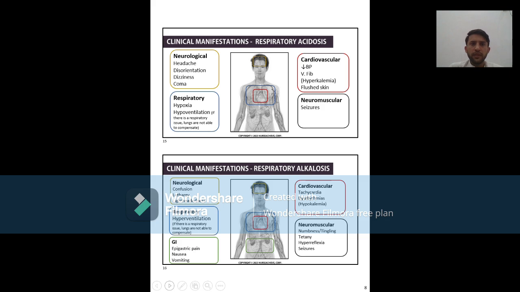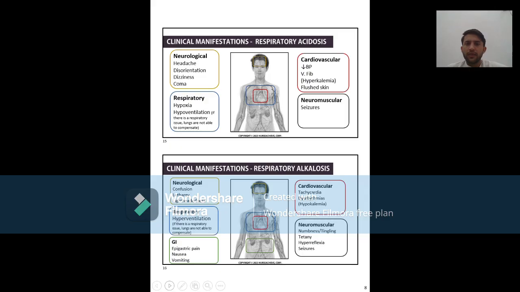If we talk about the clinical manifestations of respiratory acidosis, the first one, which is common, is neurologic. Among neurologic signs, headache is most common due to the patient's CO2 retention. Disorientation, dizziness, and coma. In the respiratory system, hypoxia is common. Hypoventilation: if there is a respiratory issue, the lungs are unable to compensate.